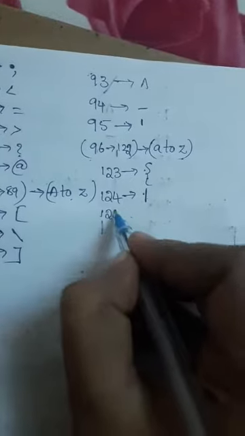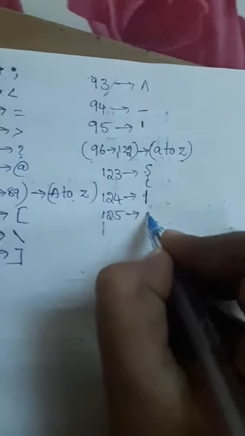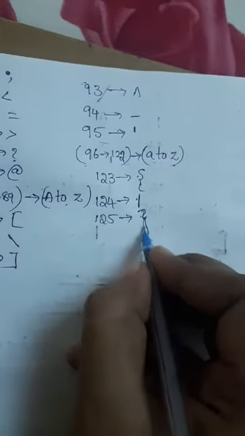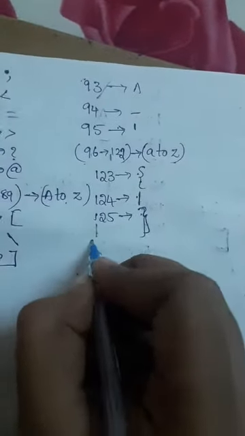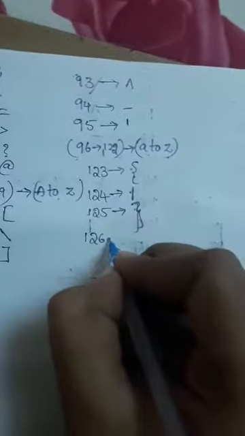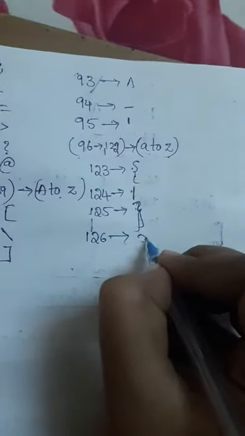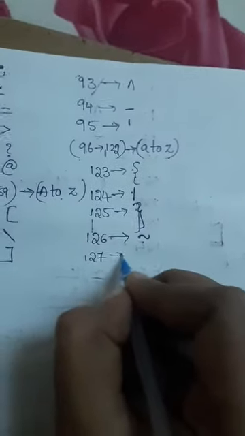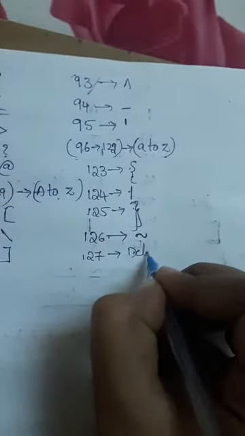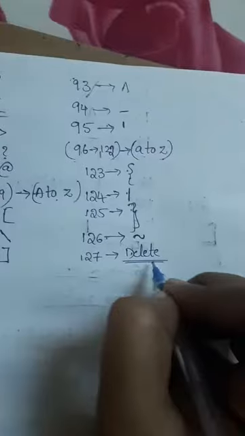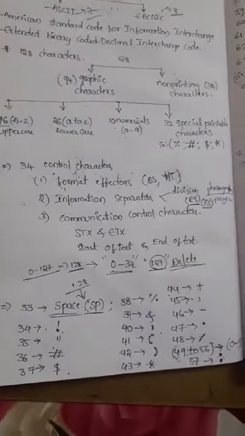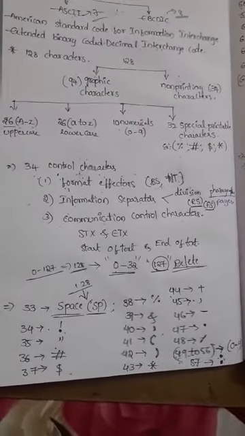And 125, that is closed flower bracket, not square bracket, flower bracket. And next 126, the last one is equivalent, we can represent like this. And the last one, 127, is nothing but delete, which is a computer character, that means a shortcut key. So these are all the 94 graphic characters of the ASCII codes.